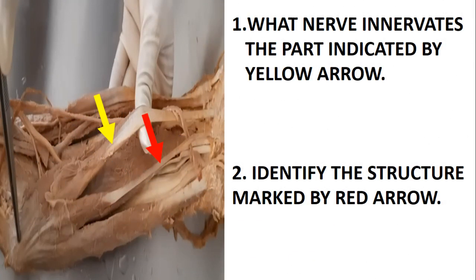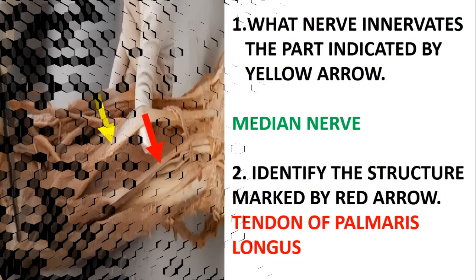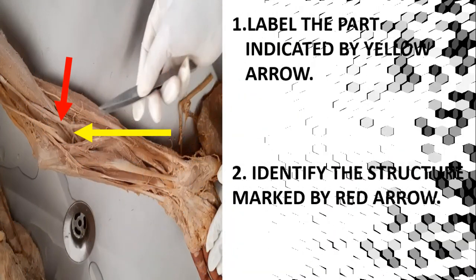What nerve innervates the part indicated by the yellow arrow? This is the flexor carpi radialis, which is innervated by the median nerve. Identify the structure marked by the red arrow. This is also a tendon, but right now it's the tendon of the palmaris longus. Okay, let's quickly move on and look at the next structures.